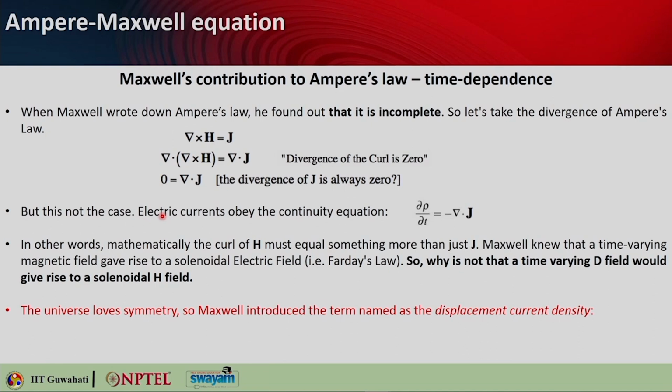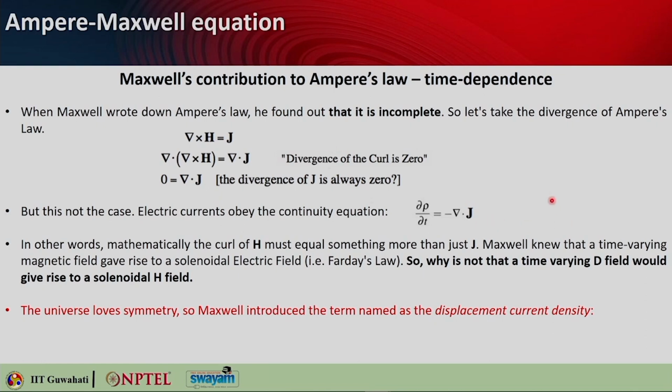But that is not the case all the time, because electric currents obey the continuity equation. It means if there is some change in the charge density rho, that will also affect your current density. So you can also relate it like dρ/dt is nothing but minus divergence of J. So mathematically you can say that the curl of H is not only just this particular quantity J, plus it has got some extra thing, and that is some time dependent thing.